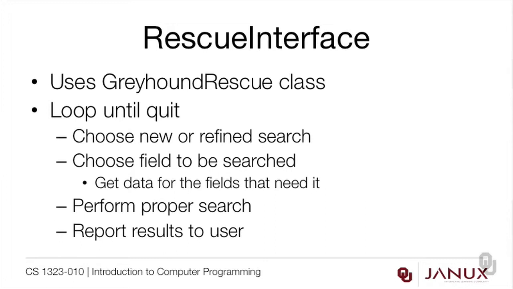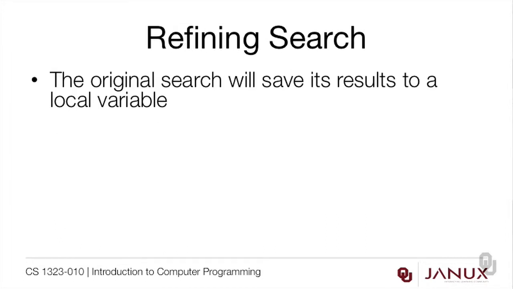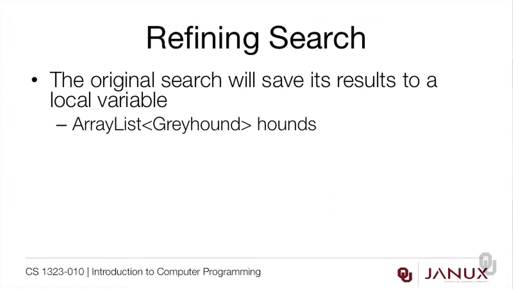Now everything here is something you've done before except for this refined search. So let's talk about that one a little bit. Here's how you refine a search. The original search will save its results to a local variable in the RescueInterface class. So that will be an array list of greyhounds. Notice this array list is different than the list of adoptable dogs that's available in the Greyhound rescue object. This one is just some temporary results. In other words, to put it in more mathematical terms, it's a subset of the list.